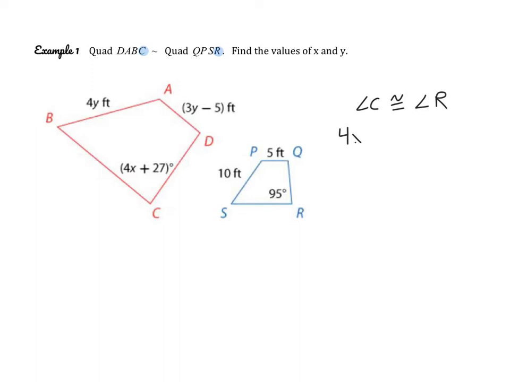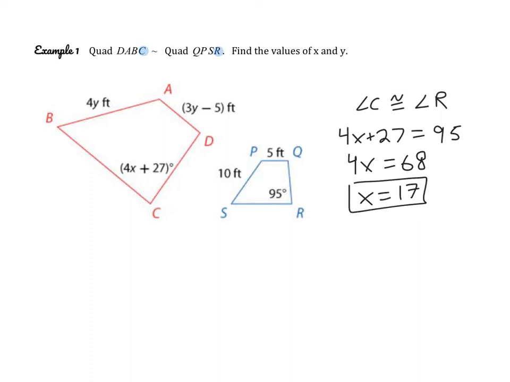So then I substitute what we know, and then we can solve from here. We'll subtract 27 from each side, and then we'll divide by 4, and we get x equals 17.